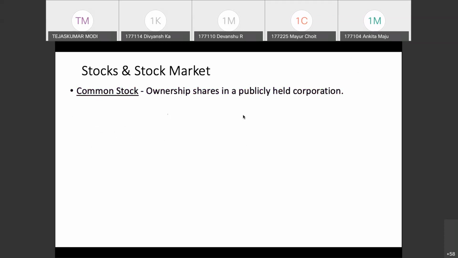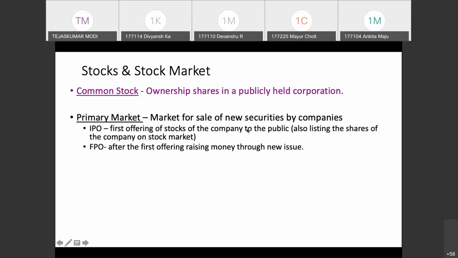Sir, when the shares are issued for the first time in the market. So when the company is raising money for the first time from the public, it is done through the primary market, right? In the primary market, there are two kinds of issues. One is called IPO and the second is called FPO. When the company is raising money for the first time, meaning in the past the company has not raised money from the public, it is called IPO, initial public offering.